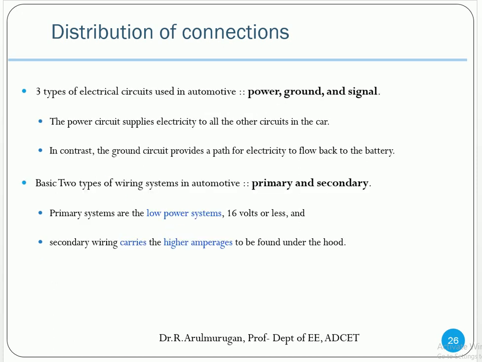Okay, further we'll go to, so generally 3 types of electrical circuit used in the automotive. So 3 types of wiring. In that, what are the 3 types of wiring? One is a power wiring, plus wiring. Second one is a minus wiring. And third one is a signal wiring.